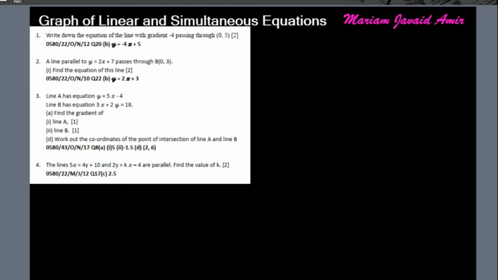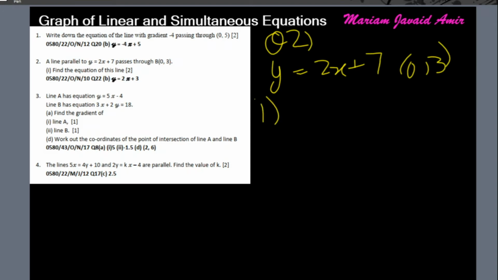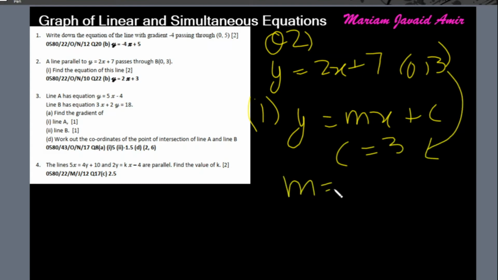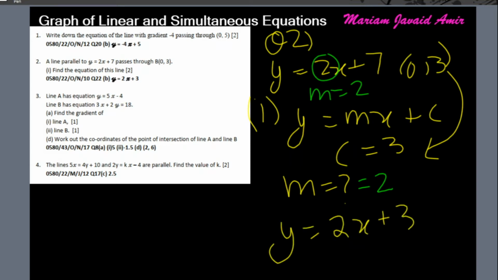Question 2, which says, a line parallel to this line passes through (0, 3). Write down the equation of this line. So the equation of a straight line is y equals mx plus c. C we can easily tell from here is 3. Now what is m? Remember, if two lines are parallel, then the slopes are equal. So the slope of this equation is 2. Slope is always the coefficient of x. So similarly, slope of this will be 2 as well. So the final equation will be y equals 2x plus 3.